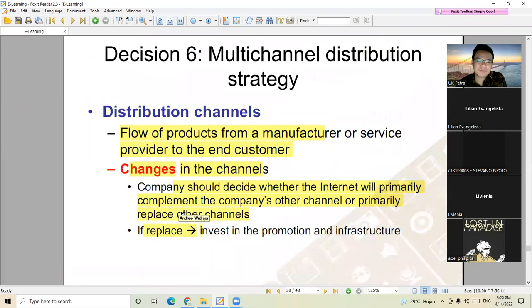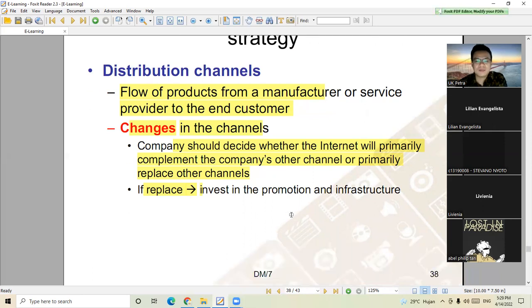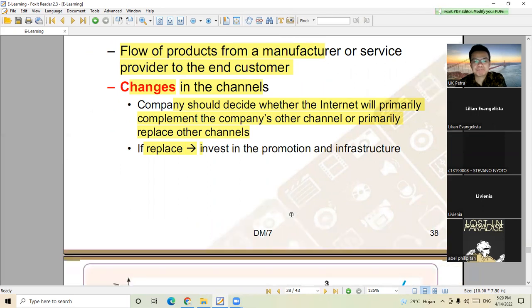It all depends on the company strategy, whether they want to stay brick and mortar or hybrid. They have both offline and online, or they want to fully change to online. If the company wants to change to a full online type of business, of course they have to really invest in information technology infrastructure and digital marketing.